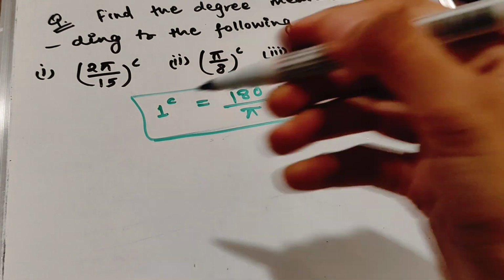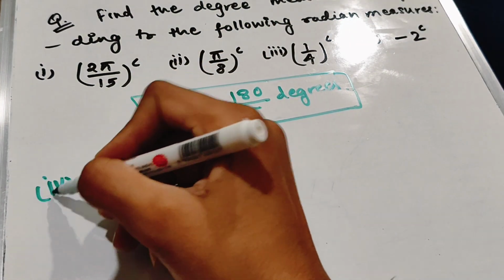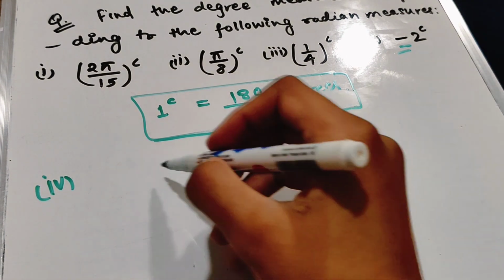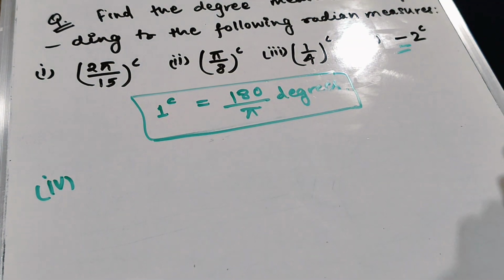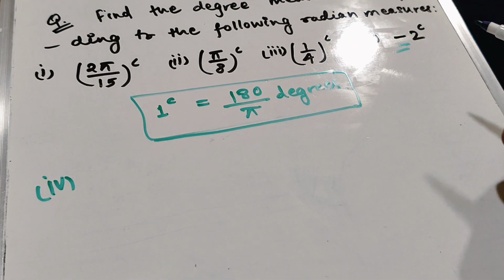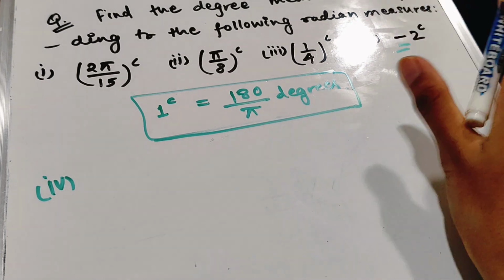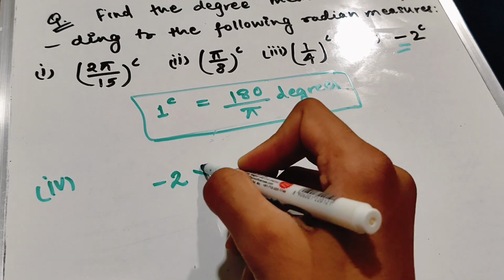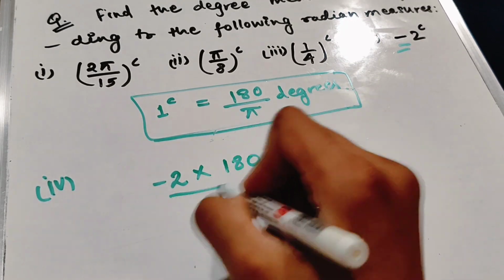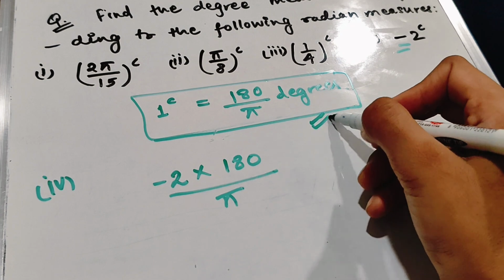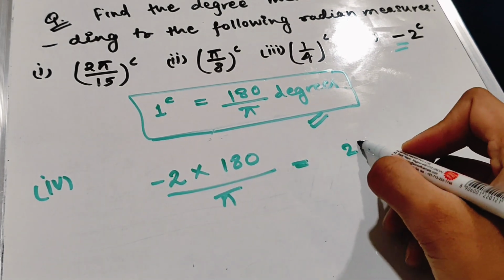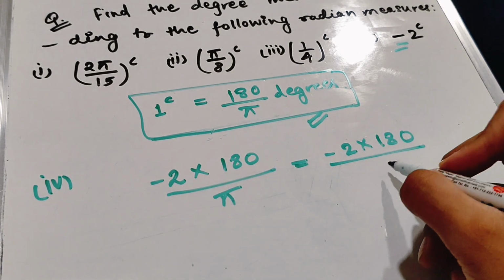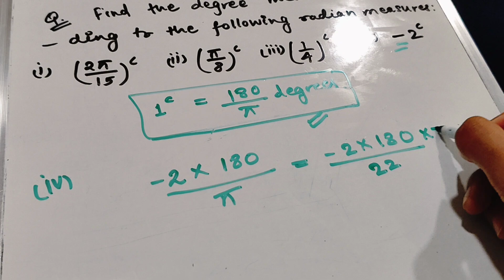Now let us solve the fourth question. You might think, oh my god, there is a negative. No big deal, angles can be negative, right? We will solve this just like we solved the third question, but just with the negative sign, nothing else. So minus 2, we are going to multiply it by 180 by pi to get it in degrees. So this will be 2 into 180, and then we will substitute the value of pi with 22 by 7.